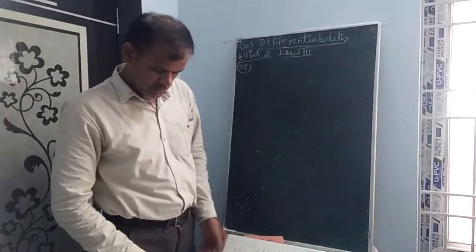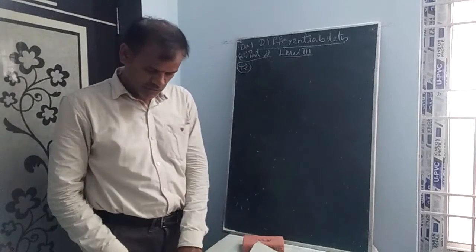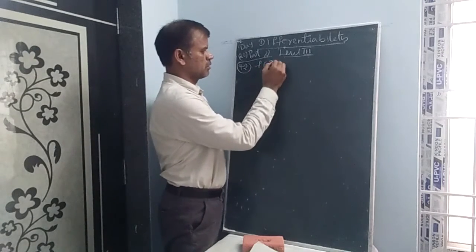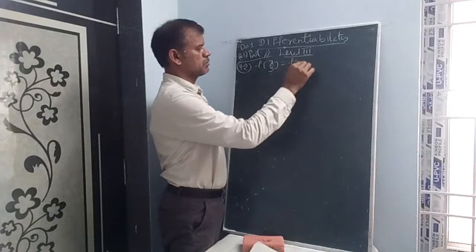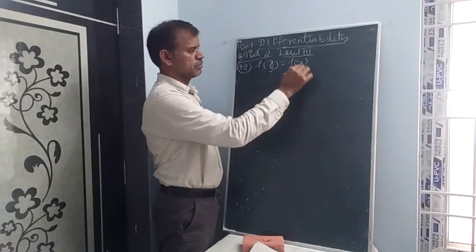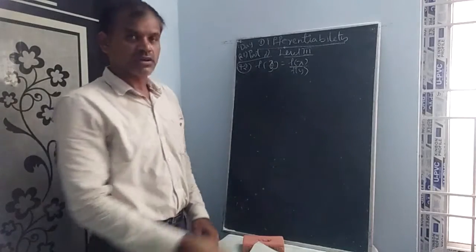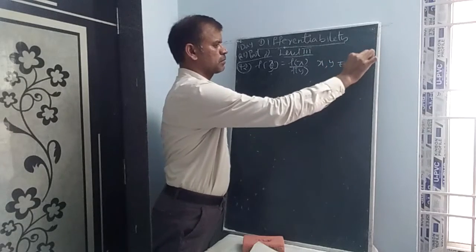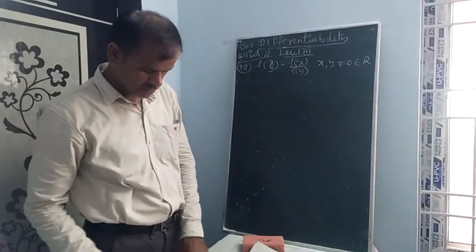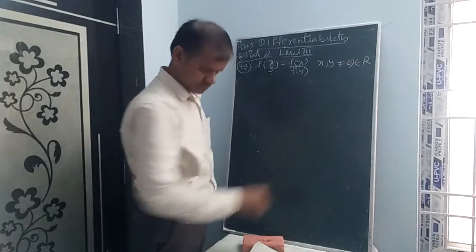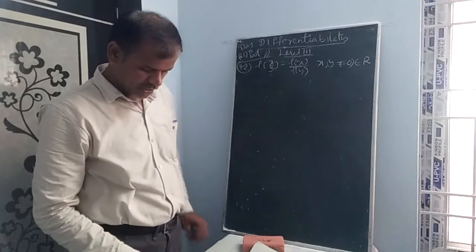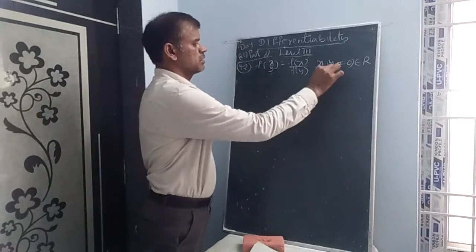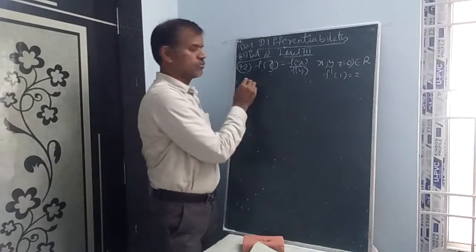Question 42. Let f be a differentiable function satisfying the condition f of x by y is equal to f of x by f of y. This is the condition, where x, y are real numbers not equal to 0 and f of y not equal to 0. If f dash 1 is equal to 2, then what is the value of f dash x? Find f dash x.